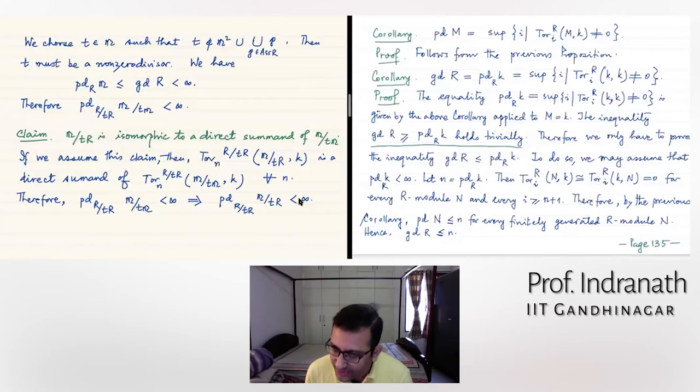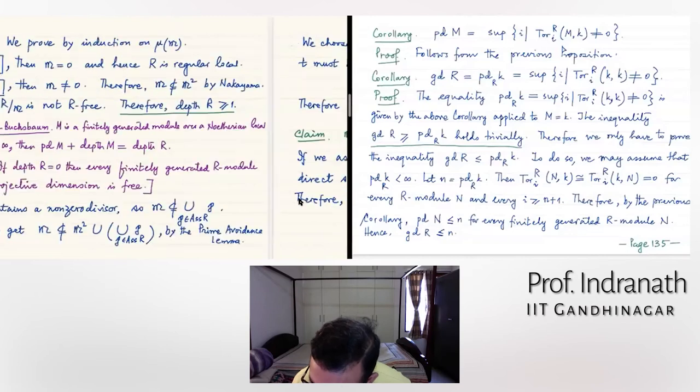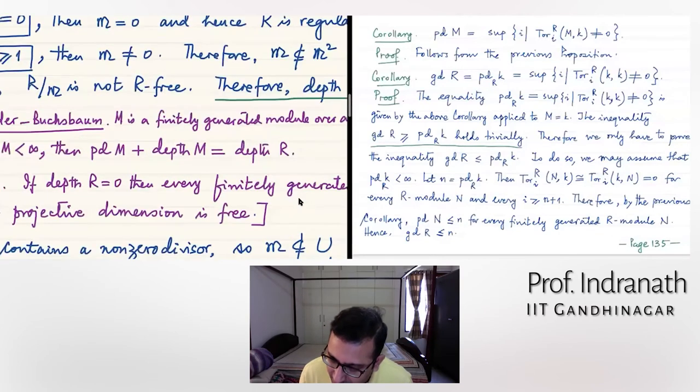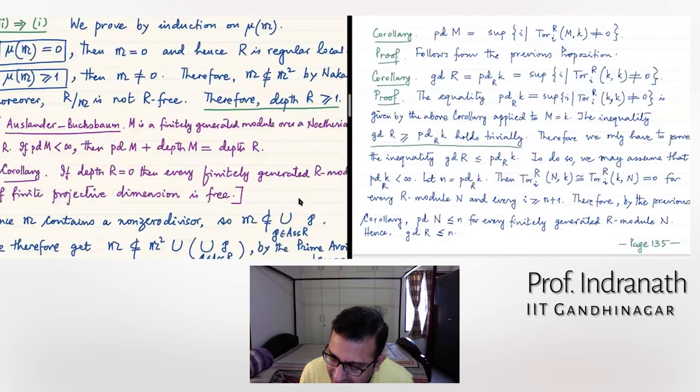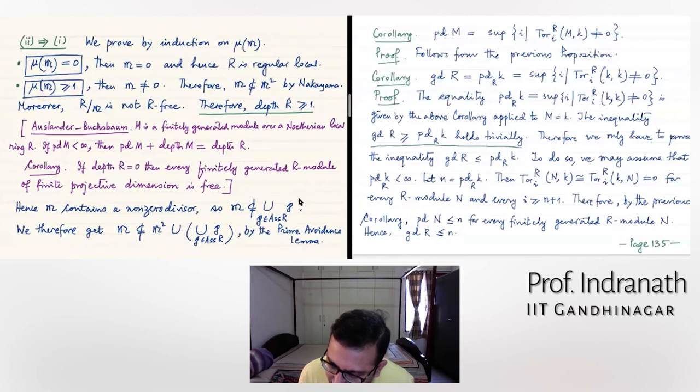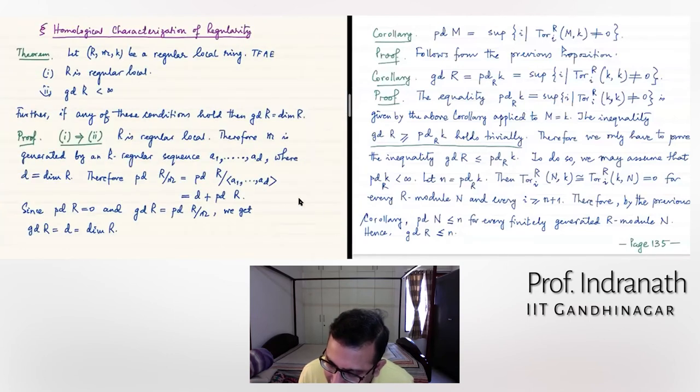This is important because we have to finally come to a conclusion of a finite projective dimension. Remember, we have the induction to work. Induction is our method. So basically what we are working on is this. If mu m is greater than or equal to 1, then we are proving that global dimension is finite implies regular local. And now what we have done is we have created a new ring R mod Tr.